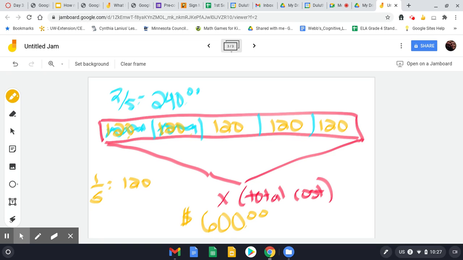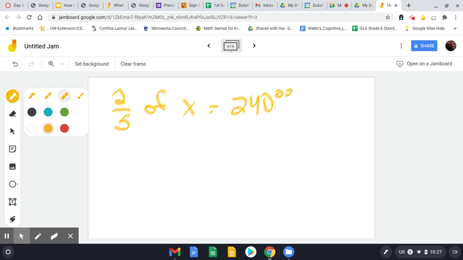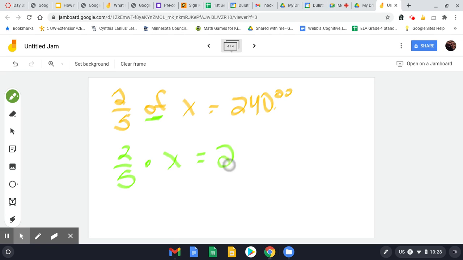Now, how do we write multiplication and division questions about that? Let's think. We want to know 2/5 of something is $240. 2/5 of something is $240, which means, let's change colors here, 2/5 times something, because "of" is usually a clue word for times. 2/5 times something is $240. So there's our multiplication equation.